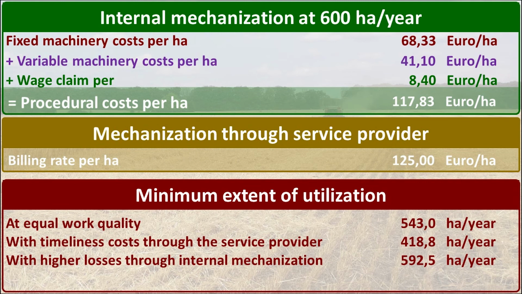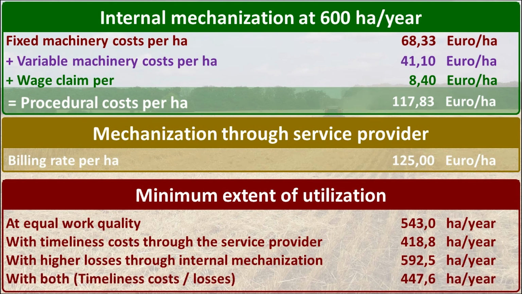Considering both effects simultaneously, it can be seen that in the supposed case, the timeliness costs of the contractor outweigh the technological disadvantages of owned equipment, because compared to the original version with 543 hectares per year, the minimum extent of utilization is only 447.6 hectares per year, which is almost 100 hectares less than at the same quality of work.